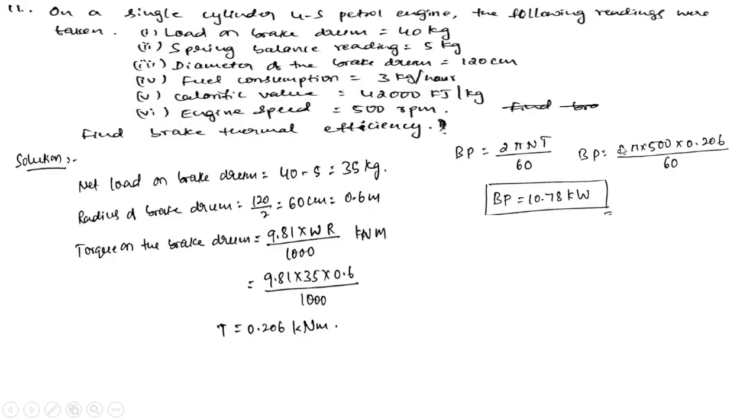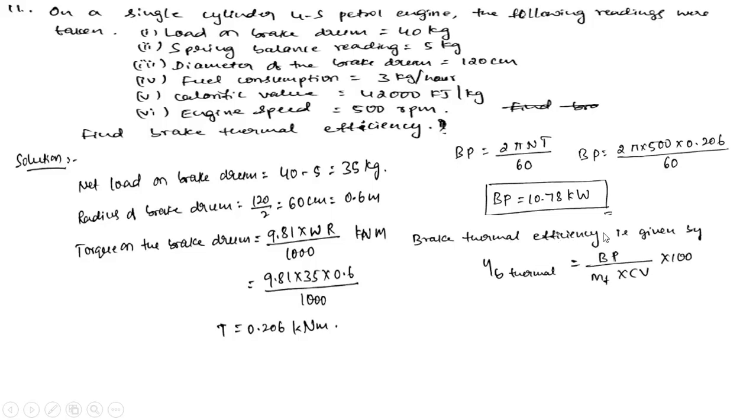So first you do the calculation, you will get it in terms of watts, then divided by 1000 you will get it in terms of kilowatts. Here I have not divided by 1000, so you may get some higher value which will be in terms of watts. Then we divide it by 1000, you will get it in terms of kilowatt. BP is equal to 10.78 kilowatts.